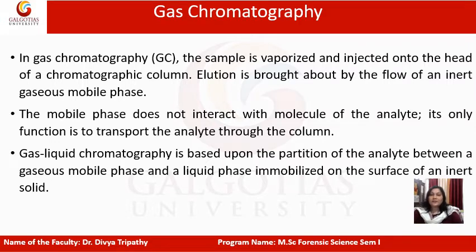In gas chromatography, the sample is vaporized and injected onto the head of the chromatographic column. Elution is brought about by the flow of an inert gaseous mobile phase. The mobile phase does not interact with the molecules of the analyte. Its only function is to transport the analyte through the column. Gas liquid chromatography is based upon the partition of analyte between the gaseous mobile phase and the liquid phase immobilized on the surface of an inert solid.